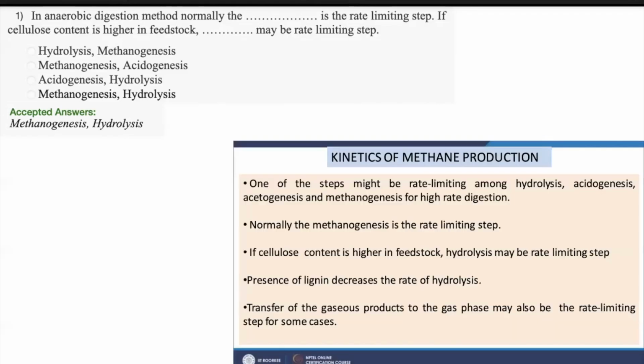We will see that during this discussion of methane production kinetics, as it has multiple steps, which we have even discussed today, there are some steps which are rate limiting depending upon the raw material which we have. So in general, methanogenesis, the last step of biogas production, is the rate limiting step. But if the cellulose content is higher in the feedstock, hydrolysis may be the rate limiting step. Why? Because we have discussed that if the material is high in lignin or lignocellulosic material, we need to pre-treat it and then subject it to hydrolysis and fermentation.